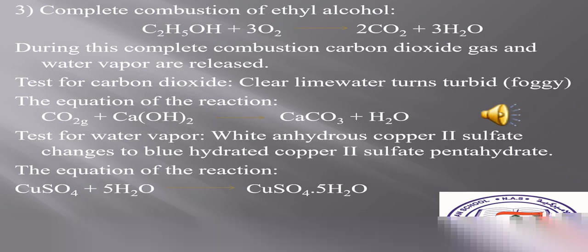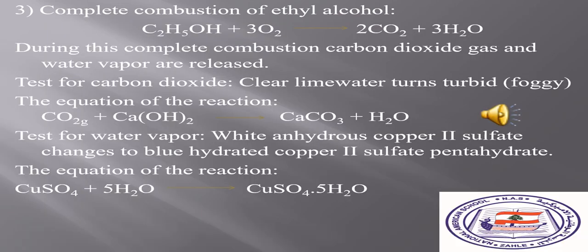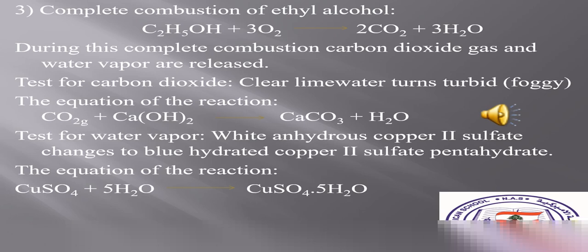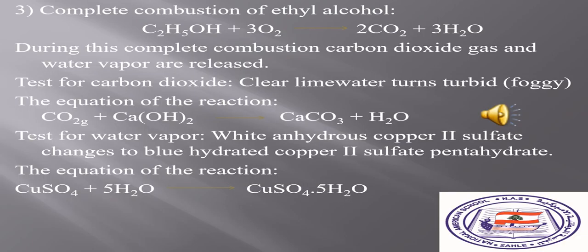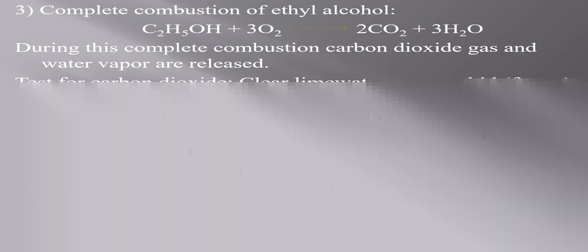Now, the occurring reaction is CuSO4, which is called copper 2 sulfate, and its color is white. It reacts with 5 molecules of H2O to produce copper 2 sulfate pentahydrate, and this compound has a blue color to it, which proves the presence of the H2O. From these two tests, we will deduce that the compound contains the elements carbon, hydrogen, and oxygen, and of course, it is classified as an organic compound.